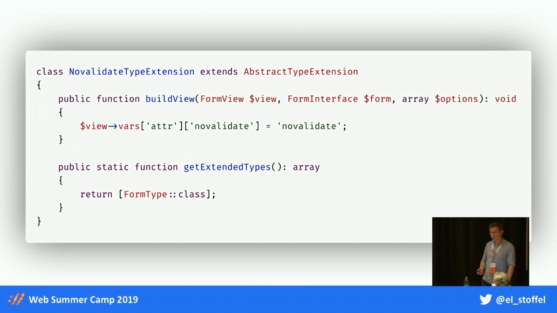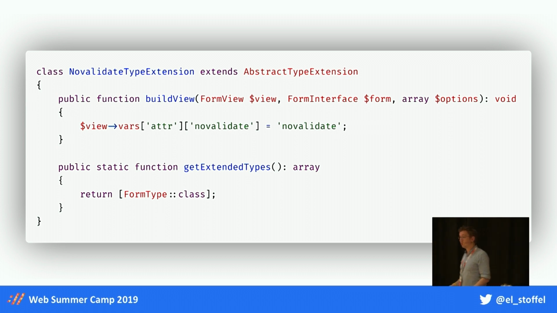All right. This is an example. We could, for example, add a no-validate attribute in our view of the form. So we could get rid of the front-end validation if we want to. And get extended type, in this case, I use the form type, which is the base type of all form types. So every form type that is implemented will then have the no-validate attribute.